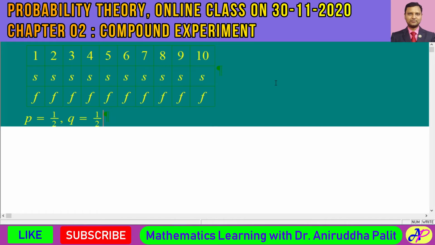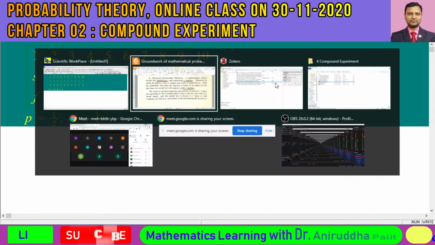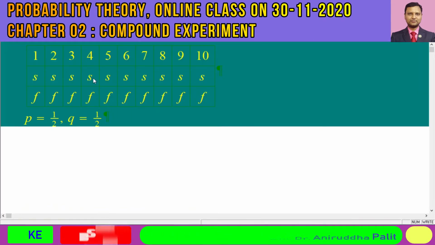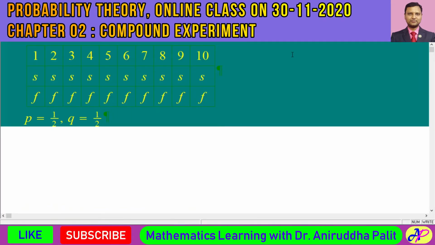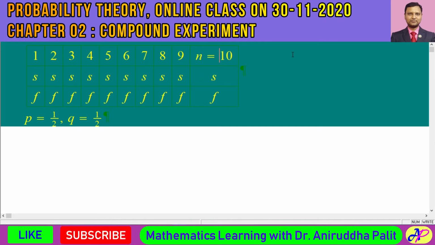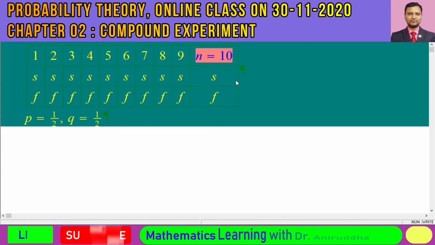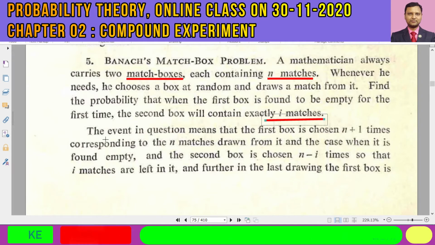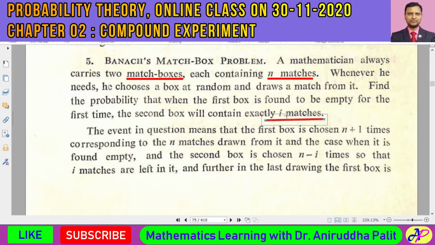Now as per the question, n matches are there in this box. Over here I have taken 10 matches, therefore n is equal to 10. 10 matches in each box, 10 matchsticks in each box. Fine. Now what does it say? It says that whenever he needs, he chooses a box at random and draws a match from it. Find the probability that when the first box is found to be empty for the first time, the second box will contain exactly i matches.